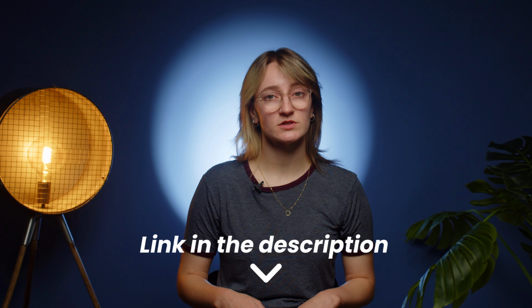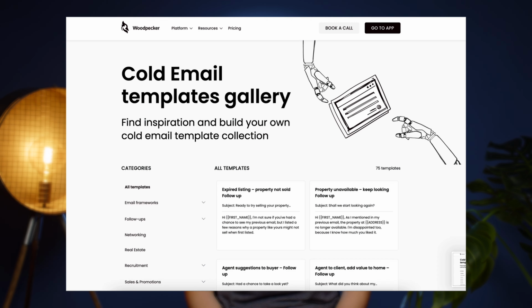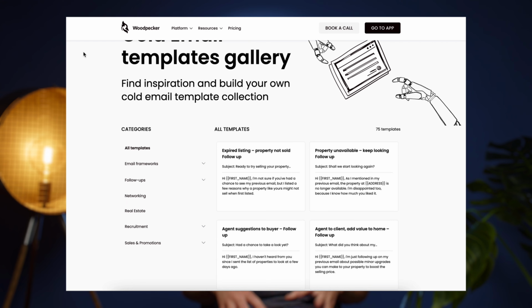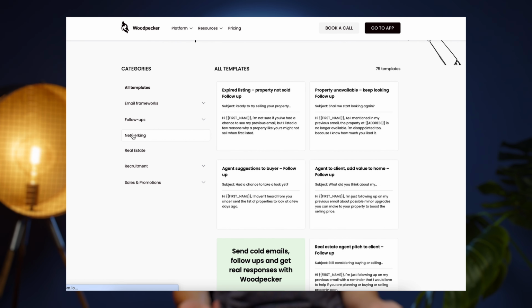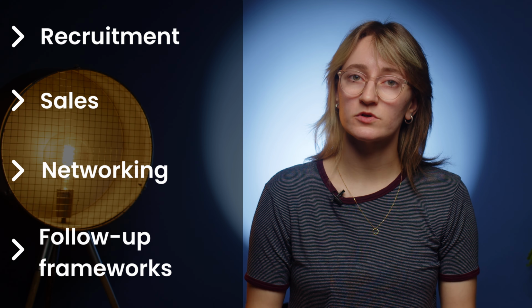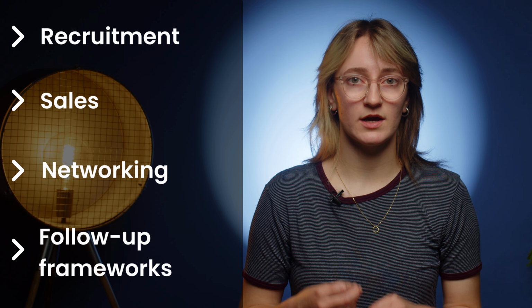And there you have it, the best cold email templates that you can use for the rest of 2024 and all of 2025. What you need to do now is start sending your emails based on those frameworks. You can do it in Woodpecker, of course, and test which approach performs best for your niche and target audience. If you need more resources, we have a whole gallery of cold email templates with over 70 examples. There you'll find more email frameworks adjusted to different needs and businesses, such as recruitment, sales, networking, and follow-up frameworks, which are crucial in your cold outreach cadence.